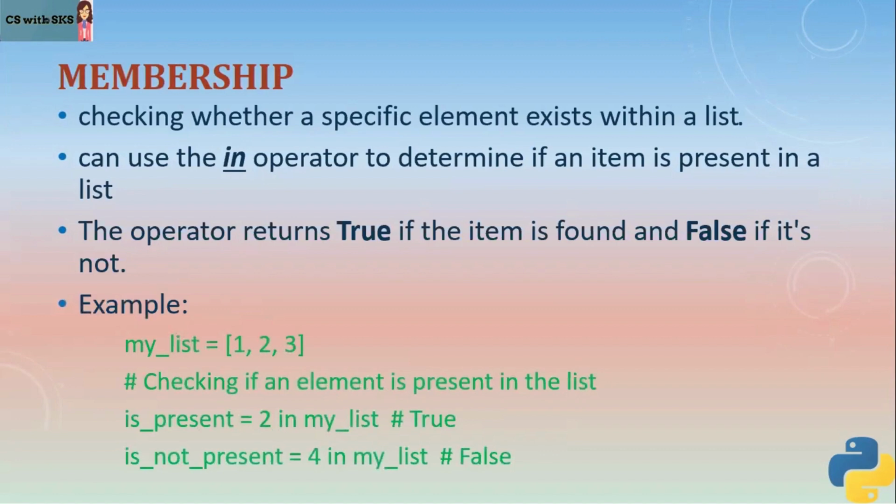Let's see one example. So here my list is equal to 1, 2, 3. So we are checking whether one element is present in the list or not. So a variable is taken, is present equals 2 in my list. So 2, we are checking whether it's present in my list. So in is the membership operator. So 2 in my list will return true if 2 is present and false if it is not. So 2 in my list, yes, it is present. So it will give you true. So is present will store true in it, right?